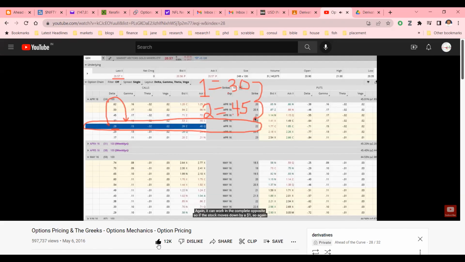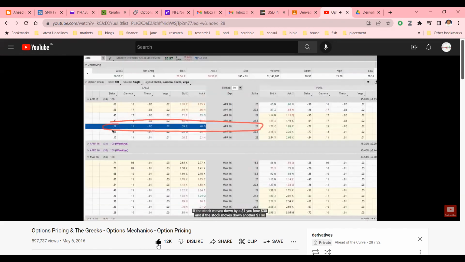And again, it can work in the complete opposite. If the stock moves down by $1, you lose $30. If the stock moves down by another dollar, so now it goes from 20.57 down to 19.57 down to 18.57, then you lose another $30 plus another $15. So now you're losing even more money as the stock goes down as well. I don't want you to think that it only works in one direction. It's definitely a two-sided market, and it works in both directions. That rate of change is just showing the incremental impact of the delta and the underlying stock move.